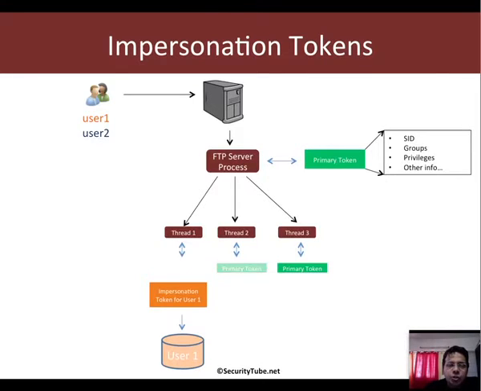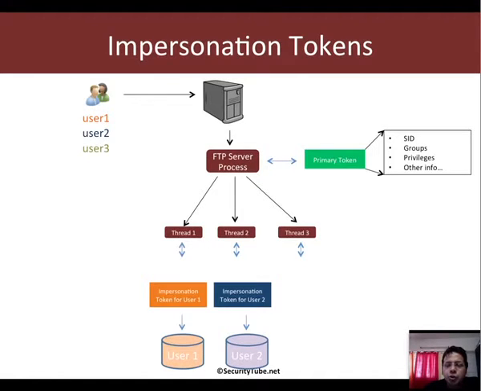Similarly, when user 2 or user 3 logs on, the threads used to service them get impersonation tokens for those users, and thus it is possible for the same server process to service multiple users, with different impersonation tokens used in each case.